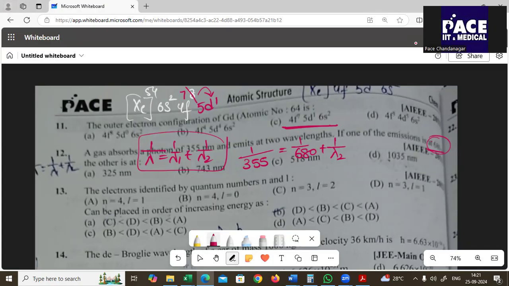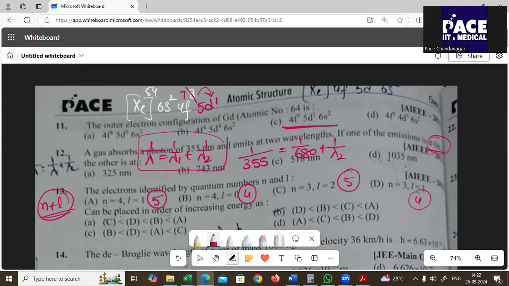Next, 13. Electrons identified by quantum numbers n and l. n equals 4, l equals 1, and so on. These are given for energies. Energy is asked, so it has to be the n plus l rule. 4 plus 1 is 5 here. 4 plus 0 is 4 here. 3 plus 2 is 5 here. 3 plus 1 is 4 here.